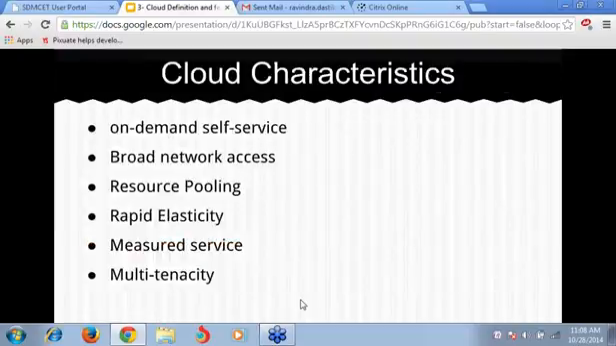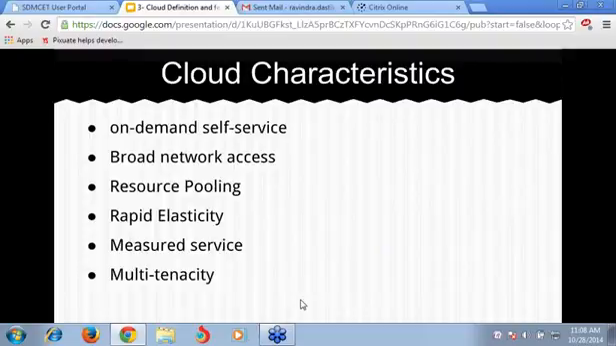Now we look at the different characteristics which make up cloud computing. There are actually 5 cloud computing characteristics. The 6th one is added because of practical considerations. The first one is called on-demand self-service. The second one is broadband network access.